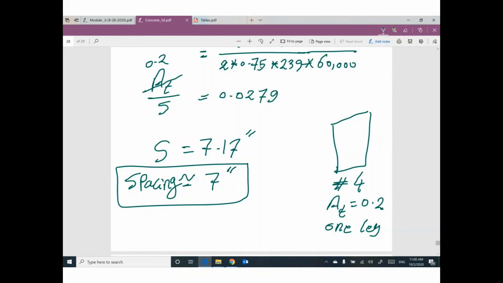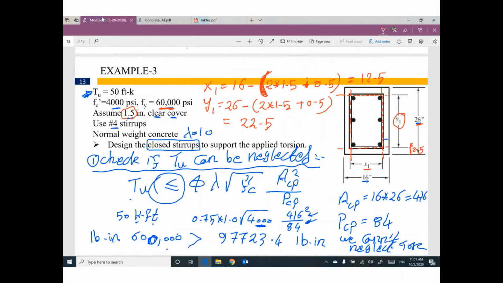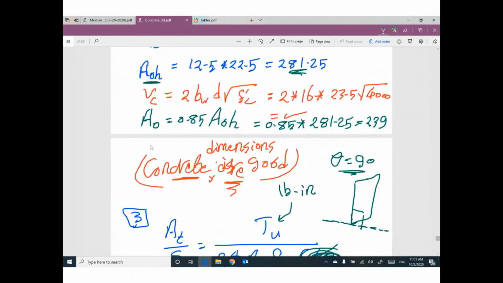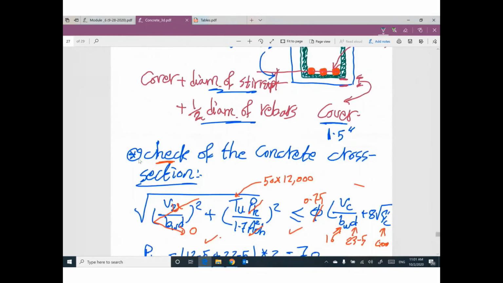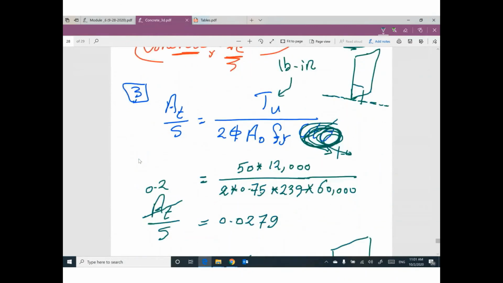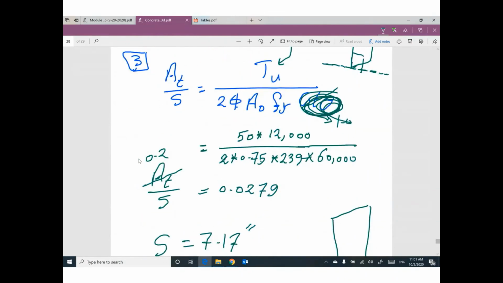So guys, if you would like to solve a problem under the effect of torsion, we have 3 steps. First step, you need to check if this torsion can be neglected or not. Second step, you need to check if this cross section is enough or not. I'm talking about the dimensions of the cross section. Third step, we need to figure out the spacing between stirrups. So finally, we will get a value for this expression: area T, area of one leg, divided by spacing, equals this number. If you have the area of one leg, I can figure out the spacing value.